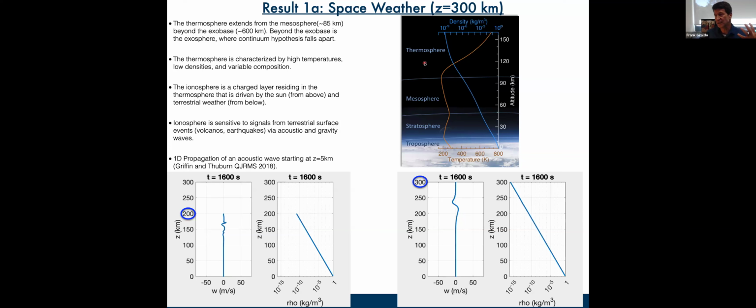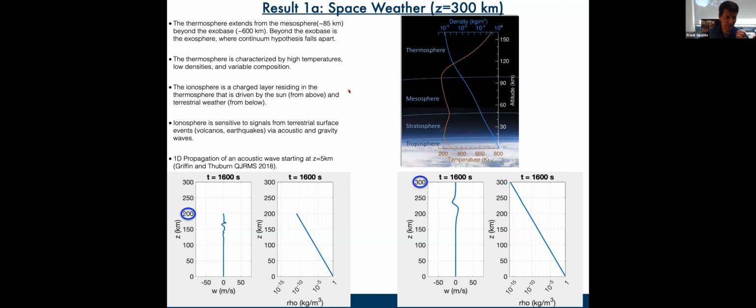And it's really affected by heating of the sun, but also by terrestrial weather. So that's where both ends meet, if you will. That becomes a very, very special and tricky place to resolve. The ionosphere is also sensitive to signals from the surface of the planet, right? So it's really easy to pick up signals up high.